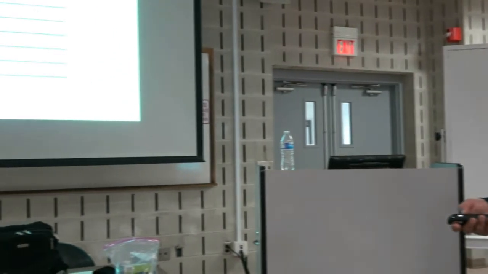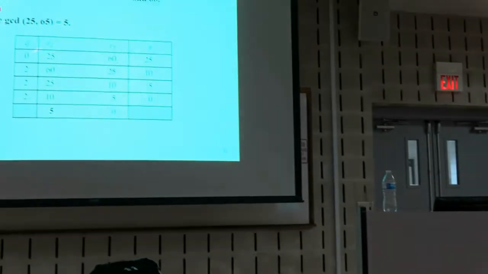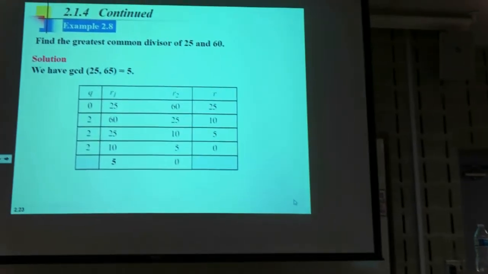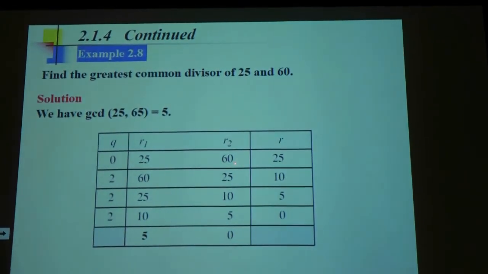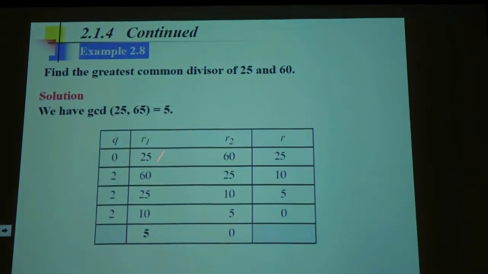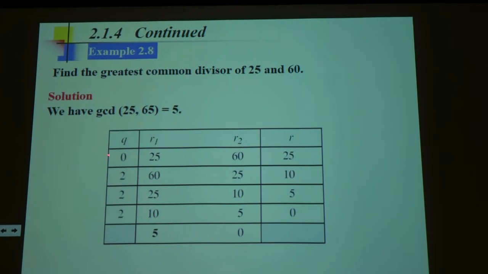All right. Another example in here. So 25 and 60. And by the way, it doesn't matter which one is bigger and smaller. You could start with the bigger or with the smaller, the same result. You could try it out. So if you divide 25 by 60, how much is the quotient? 0. What is the remainder? 25. Move 25 here, 60 here.